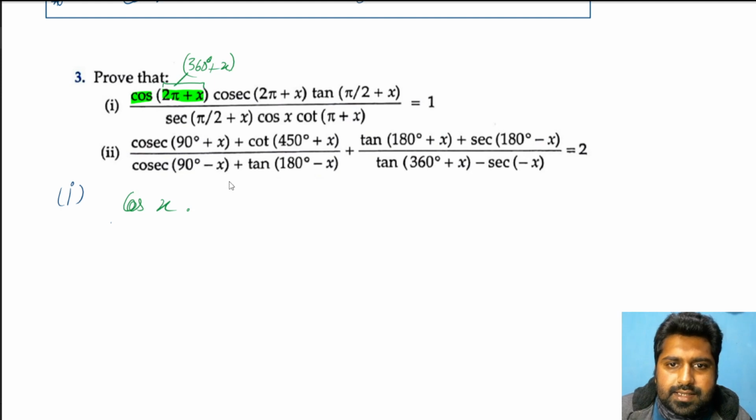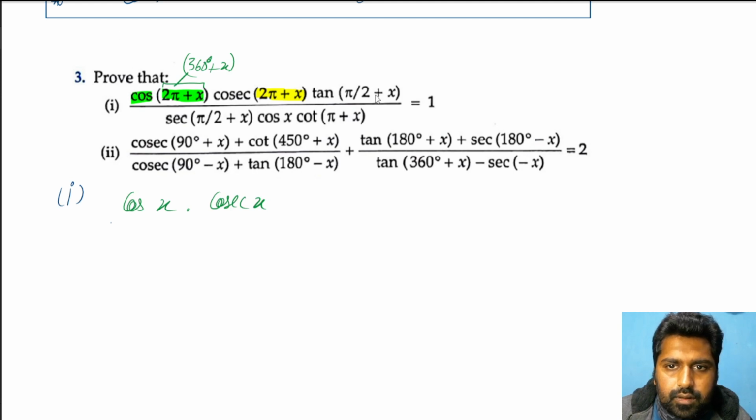Okay. Next is cosec of 2 pi plus x. Again the same as this, so just use the same idea. This becomes cosec x, and again no effect of rotation. So cosec x only.